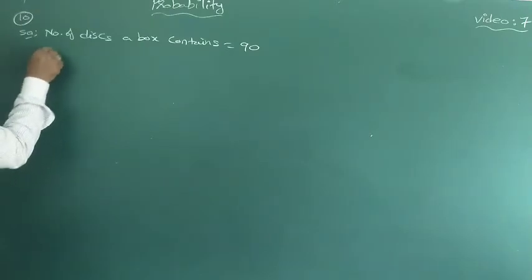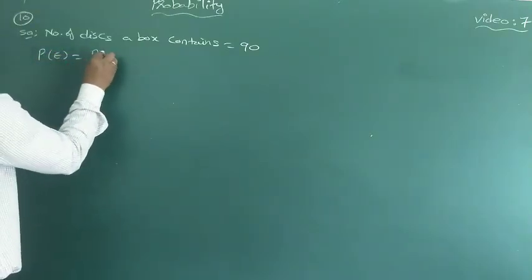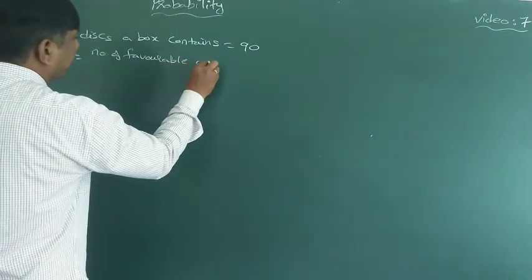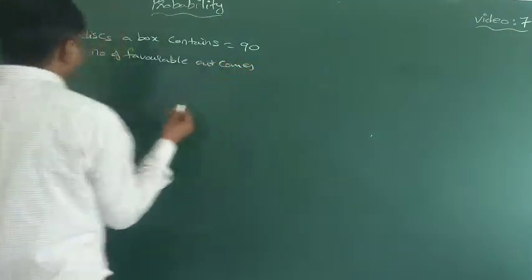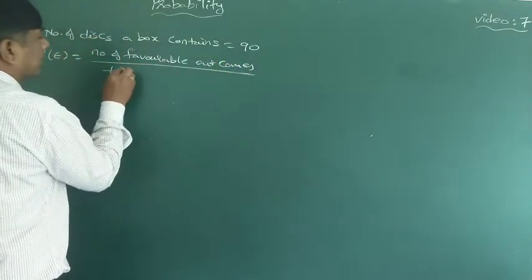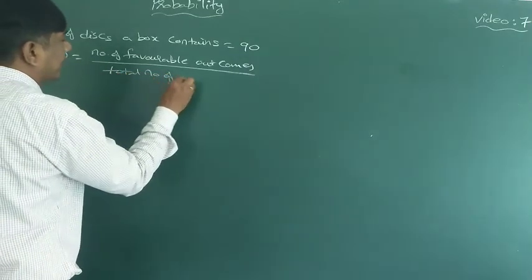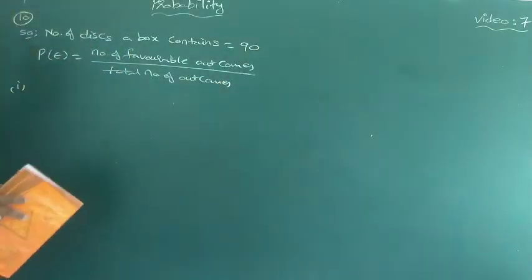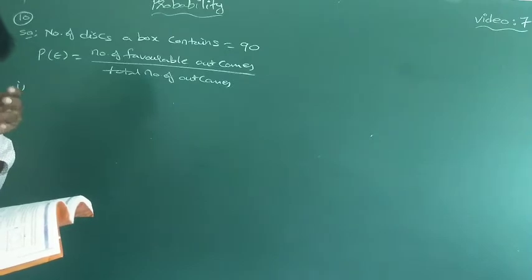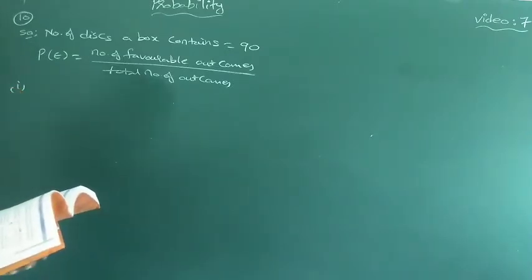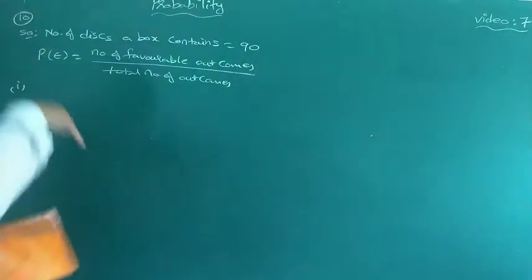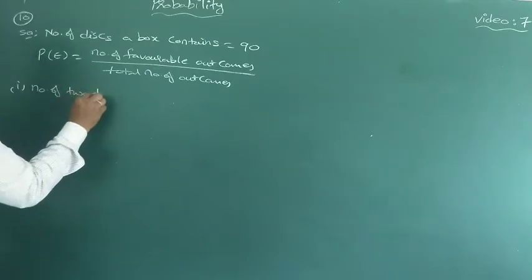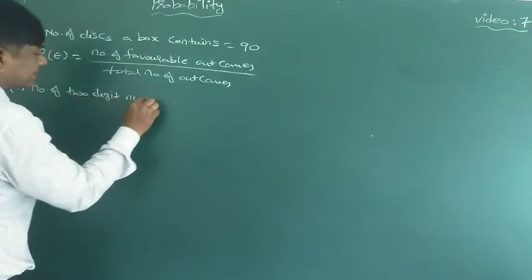First, probability of an event is equal to number of favorable outcomes by total number of outcomes. This is your standard formula. First one: the disc you selected bears a 2-digit number, which means we need the number of 2-digit numbers from 1 to 90.